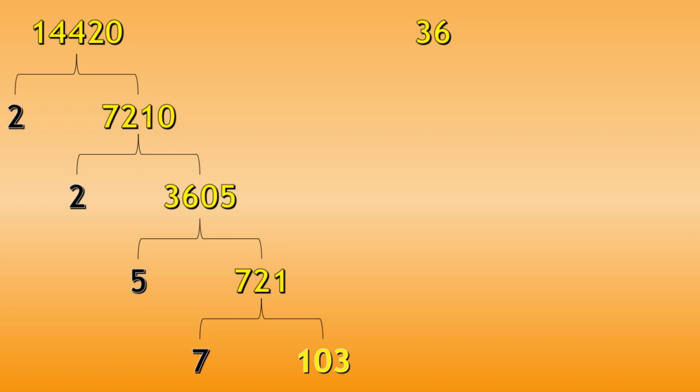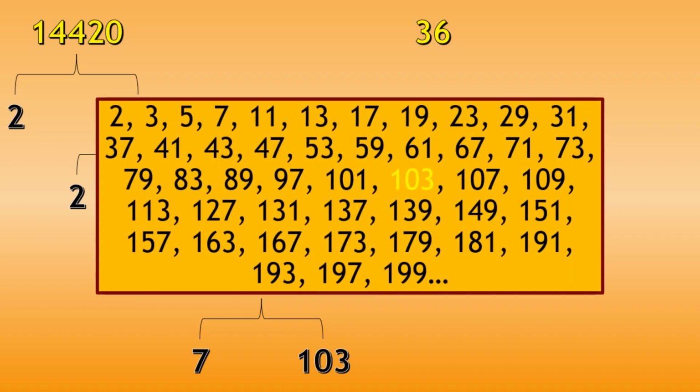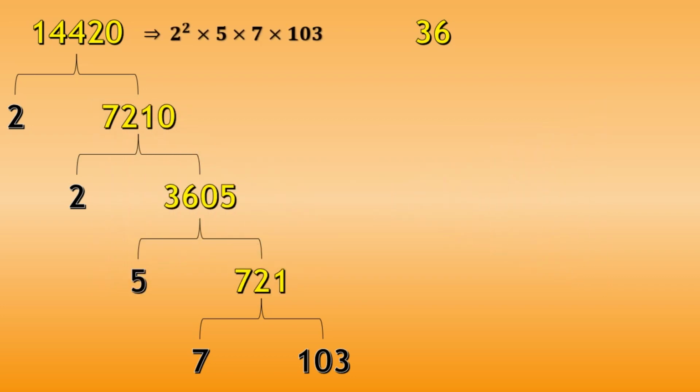103 cannot be divided any further because it is also a prime number, as you can see in this list of prime numbers. Therefore, 14,420 equals 2 raised to power 2, since the number 2 appears twice, times 5 times 7 times 103. That is the final answer.